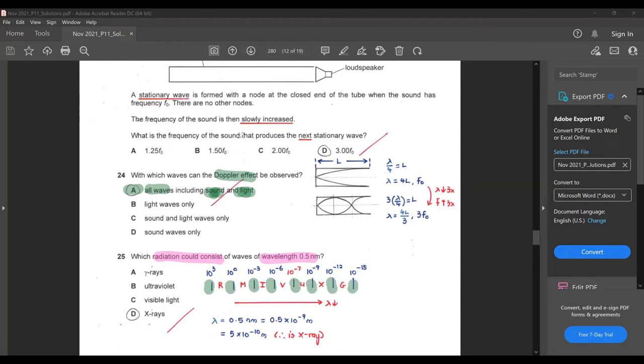And then after that, always start with 10 power 3 and then divide by 10 power 3 each time. So 10 power 3, 10 power 0, 10 power minus 3, 10 power minus 6, 10 power minus 9, 10 power minus 12, 10 power minus 15.